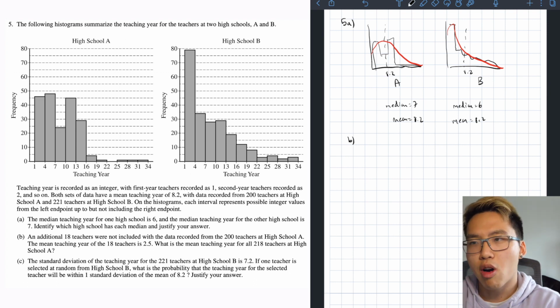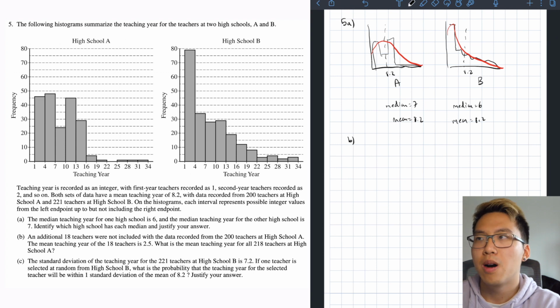Okay, so part B, an additional 18 teachers were not included with the data recorded from the 200 teachers at high school A. The mean teaching year of the 18 teachers is 2.5. What is the mean teaching year for all 218 teachers at high school A? Okay, so this is like a weighted average problem. That's what it's asking for.